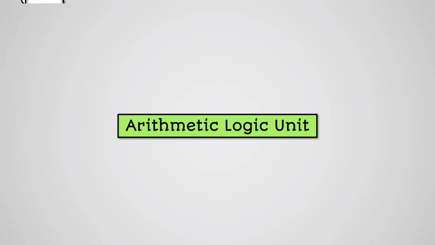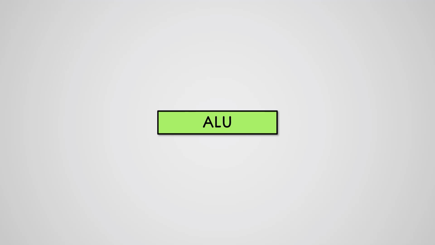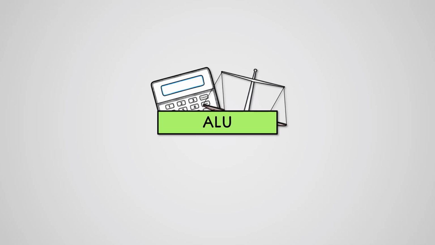The next component we'll look at is the arithmetic logic unit, commonly known as the ALU. The ALU is where all mathematical calculations inside of your computer happen, performing addition and subtraction operations. It also performs logical comparisons. Let's look at some of the key functions it performs.